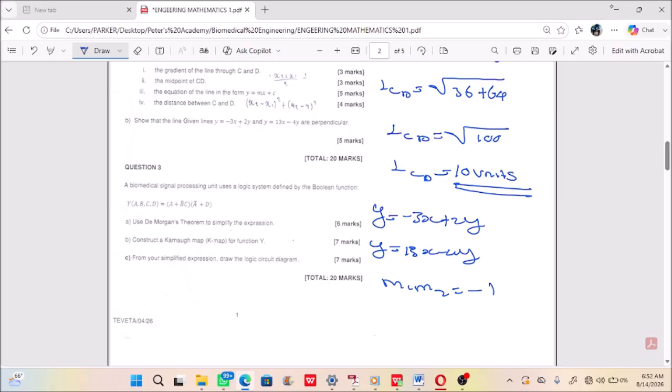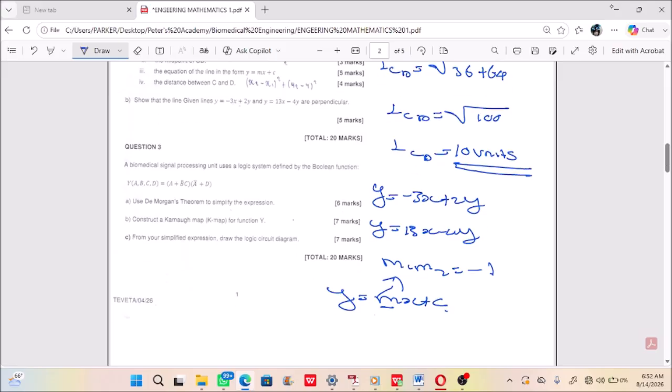Remember, the equation of a line can be found using the formula y equals mx plus c, where m represents the gradient and c is the constant. In this case, we are only interested in knowing the gradient for these two equations. Let's try to find the gradient for the first equation and the gradient for the second equation.